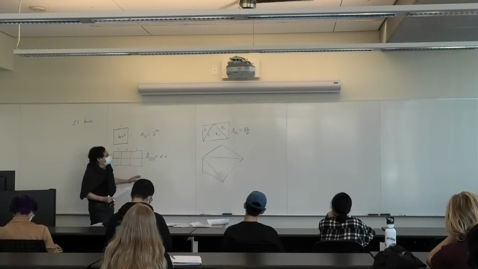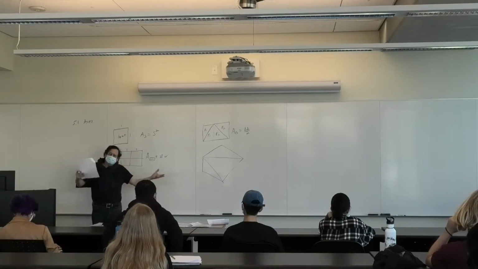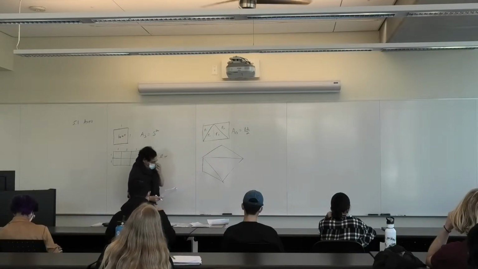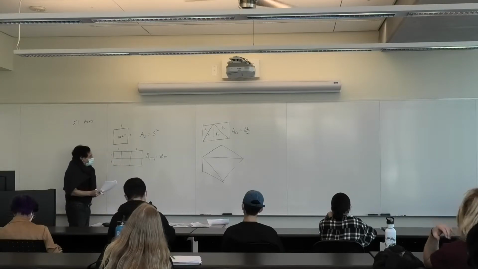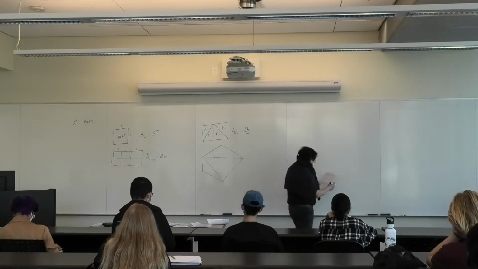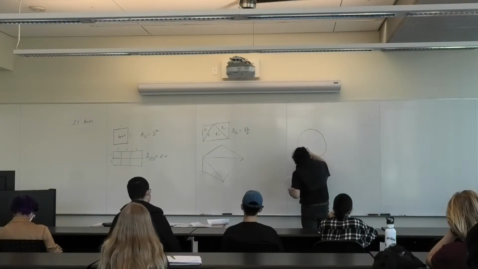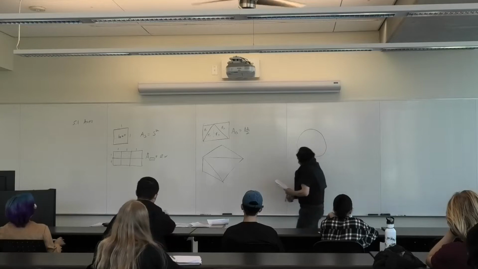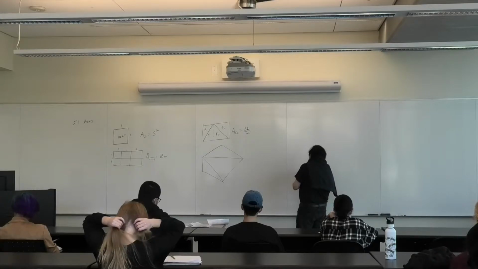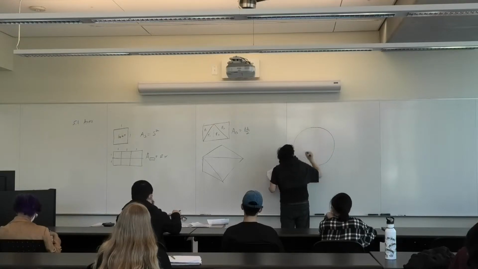All right, so much for enclosed areas where the borders are straight lines. But of course, we also want to think about area inside of curves. So, the first object we want to think about is a circle.